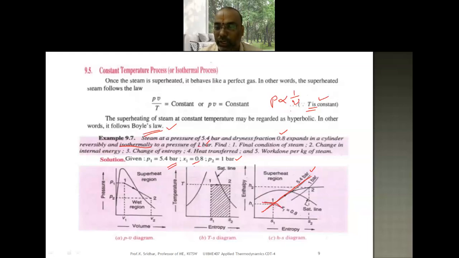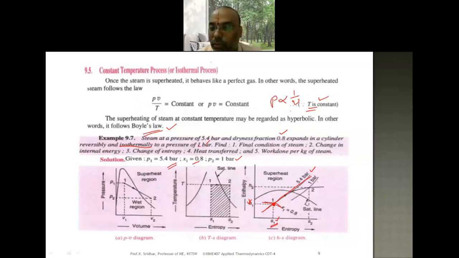So both are intersecting at this particular point. So from this particular point number 1, find out what is the value of the H1. Similarly, also locate what is the value of S1. And next he is saying that it is expanding isothermally.